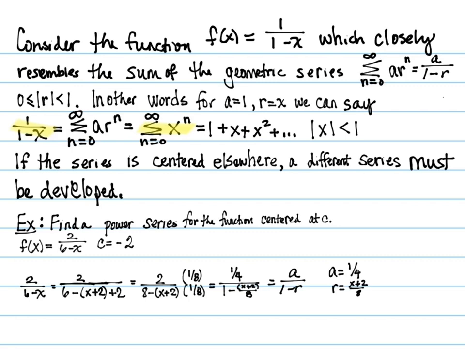Okay, so if we're going back to this series notation now, what this means is, of course, that this is going to equal my 1/4. Well, you know what, I'll rewrite it this way. 2 over 6 minus x, which we have found is also equal to 1/4 over 1 minus x plus 2 over 8. Is going to equal the series from n equals 0 to infinity of a, which we said is 1/4, times r, which is x plus 2 over 8, to the power n.